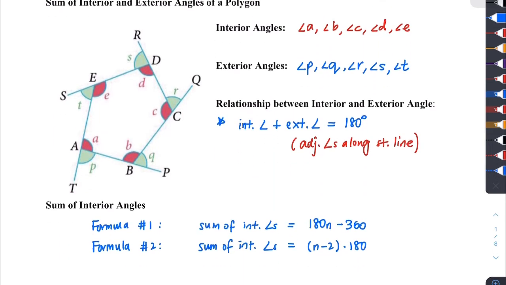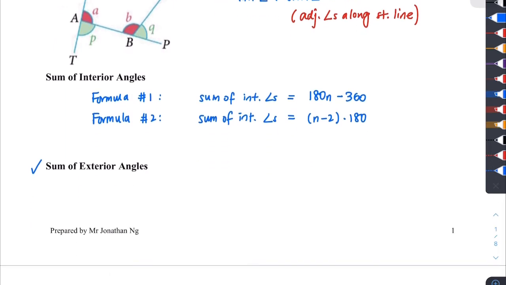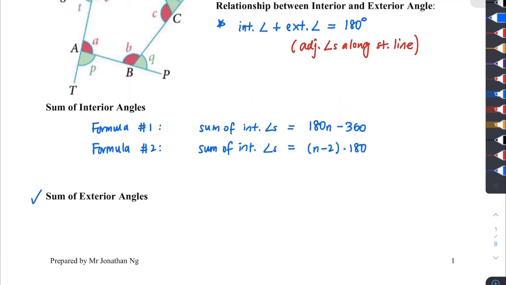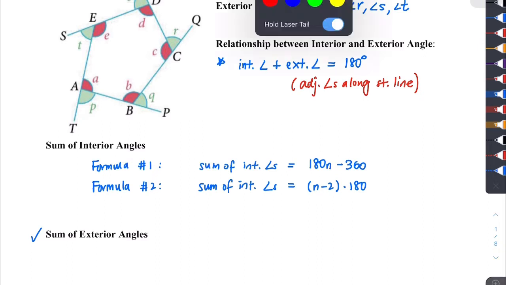So we have our interior and exterior angles. The interior angles are the angles inside the shape. The exterior angles are the angles outside the shape. And the sum of these two angles is 180 degrees because of adjacent angles along a straight line. For the sum of interior angles, we get the relationship where you take 180 times n minus 360, or you have n minus 2 times 180, based on what we explored earlier, because we have two fewer triangles to make, times 180.